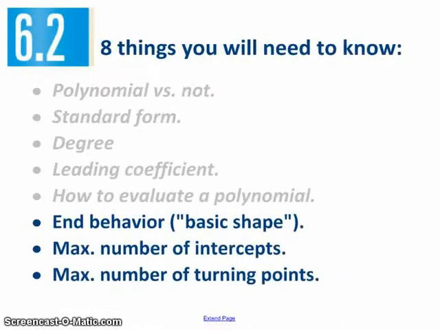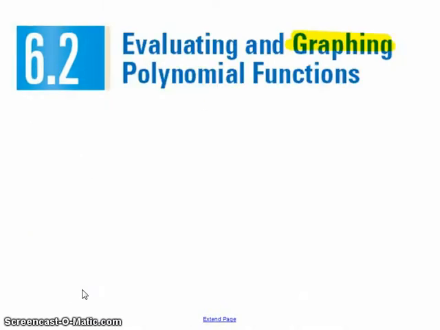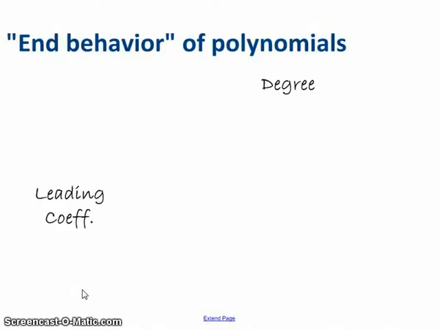First of all, the lesson I'm going to tell you is going to be a blend of chapters 6.2 and 6.8. From 6.2 you've already learned some things, these 5 points here that I've grayed out and put in italics. And today I'm going to focus on these last 3 bullets: end behavior, the maximum number of intercepts, and the maximum number of turning points. First of all, end behavior.